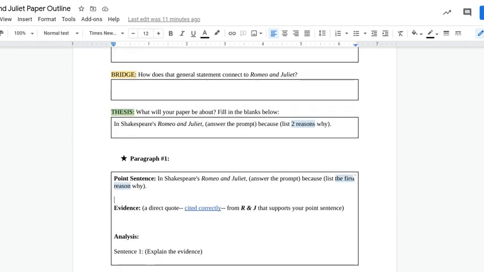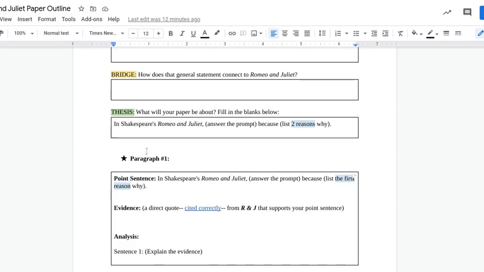So what you're going to do is you're going to take your first reason why. All right, so if maybe your first reason why is because Romeo and Juliet clearly make hasty decisions in the play, then you're going to say, in Shakespeare's Romeo and Juliet are immature because they clearly make immature decisions in the play.